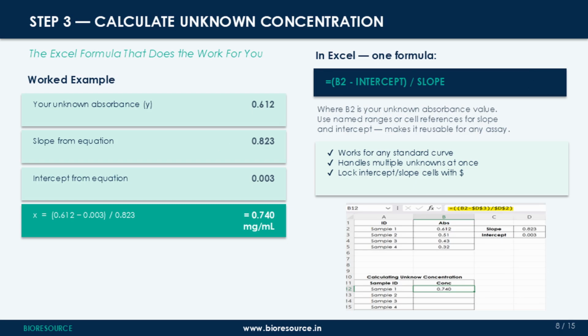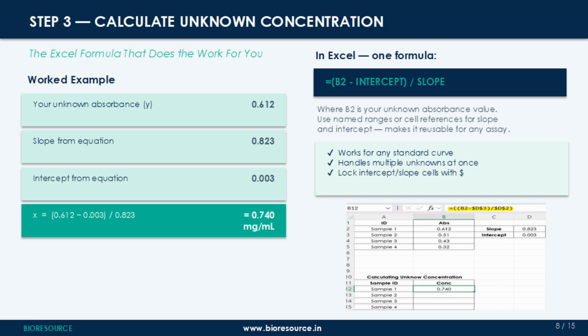Let's look at a worked example. Your unknown sample here in this case gave an absorbance of 0.612. Your slope from the equation is 0.823. Your intercept is 0.003. So concentration equals 0.612 minus 0.003, divided by 0.823. That gives you 0.740 milligrams per ml.